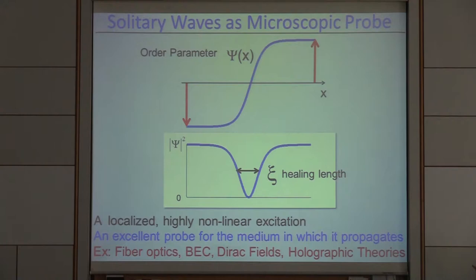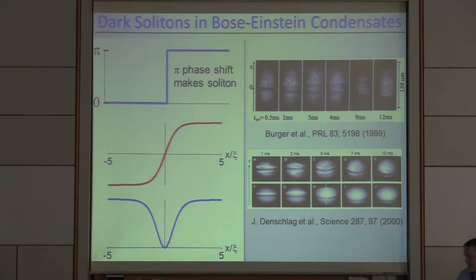And how do you make it? You have to twist the phase of the superfluid by pi on one side of your soliton, and then this object is going to be stable, metastable. It's an excited state, of course, of your system, but it will live for a long time, and actually we will see how it can possibly decay. So here I'm showing the famous pictures from the Hanover experiment, Klaus, and here the Bill Phillips experiment on solitons in Bose-Einstein condensates. What is different for fermionic superfluids?